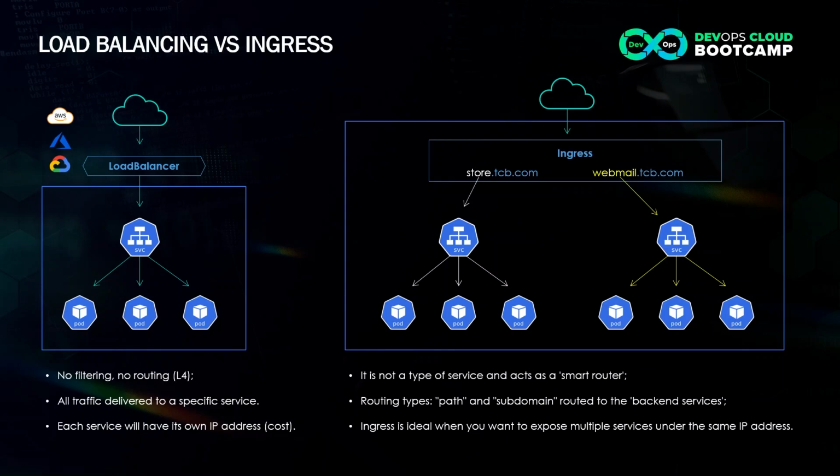Ingress is ideal when you want to expose multiple services using the same IP address. With a single IP, you can efficiently deliver traffic to different services, such as those responding on the store side or on the app mail side, based on the routing rules you defined. This approach simplifies access and centralizes external traffic management for your cluster.